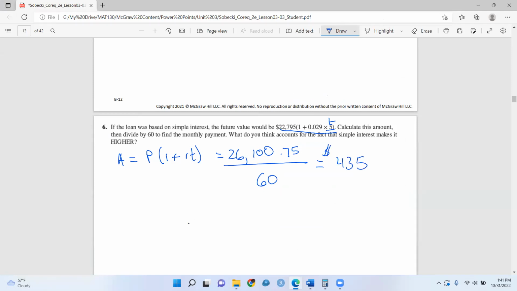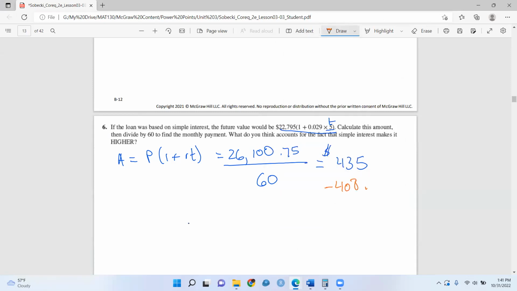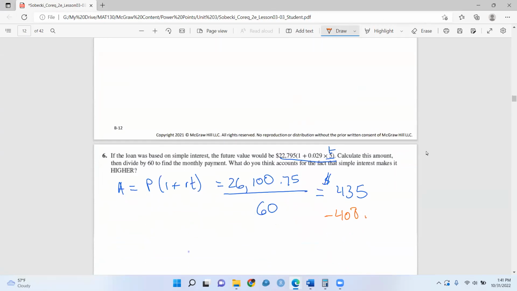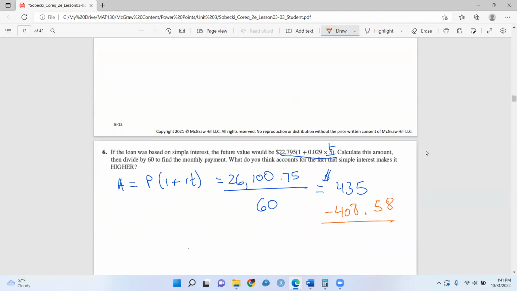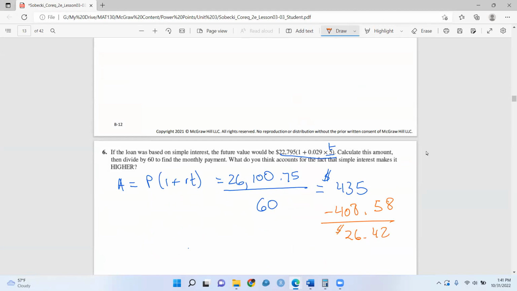If we compare that to the previous amount we just calculated, that was 408.58. So we're paying an extra $26.42 per month. So why is it that the simple interest costs more? Why do we end up paying more over the lifetime of this loan in simple interest as opposed to the monthly payment formula, which is working on compound interest?